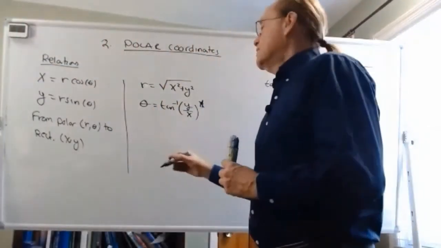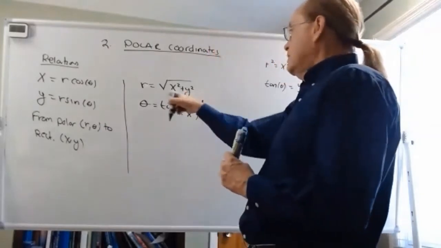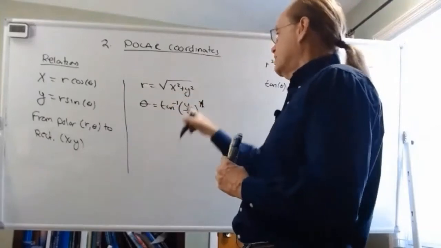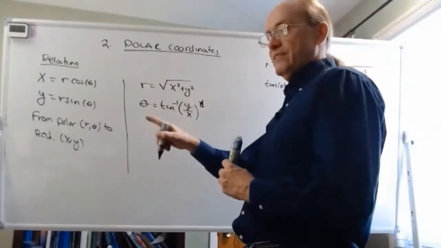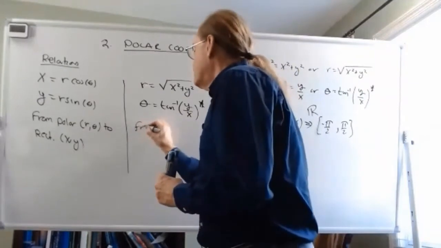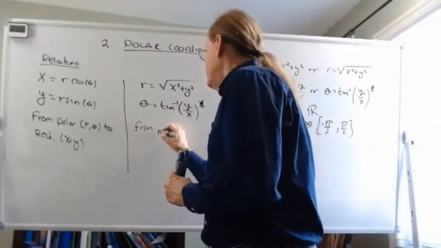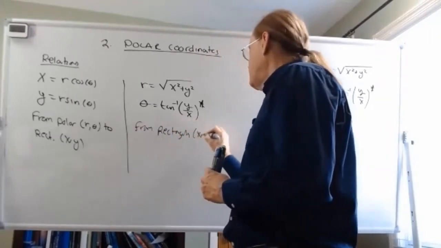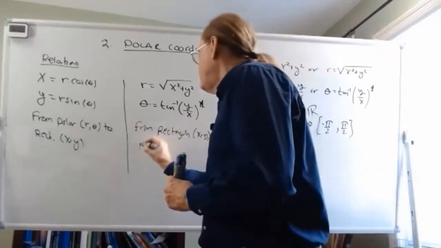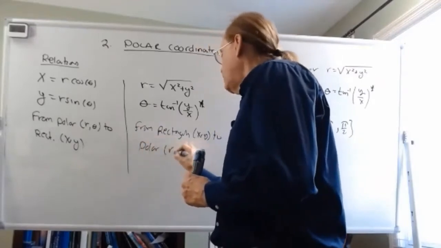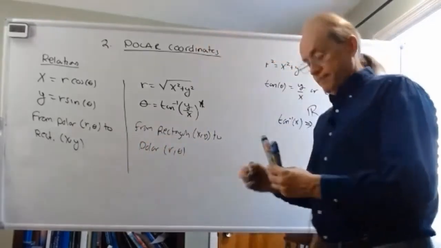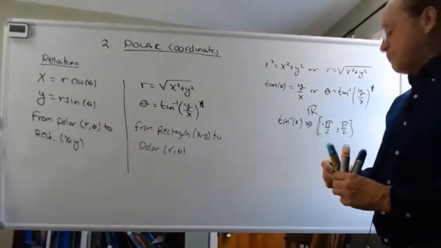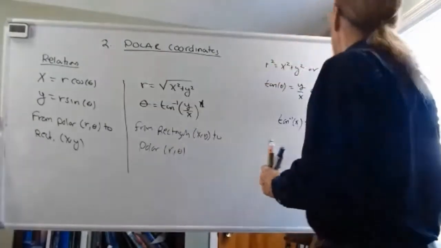Now, these relations will allow us to go from x and y's to r and theta. If I plug in an x and a y, I can get an r. Plug in a y and an x over here, I can get a theta. So this is conversion from rectangular x comma y to polar r comma theta. Okay, so let's take a look at that and see how well we can do. Let's do the two types of conversions. This is what we're going to look at.